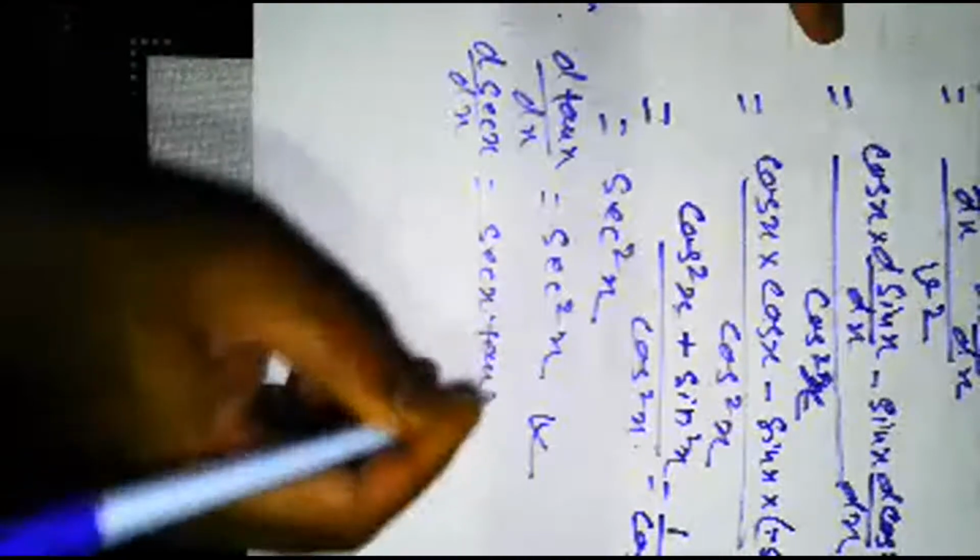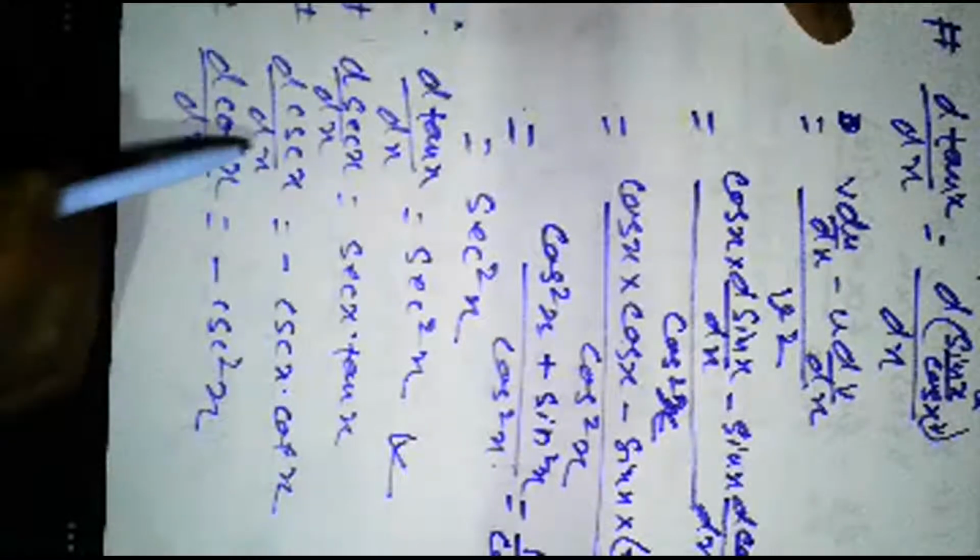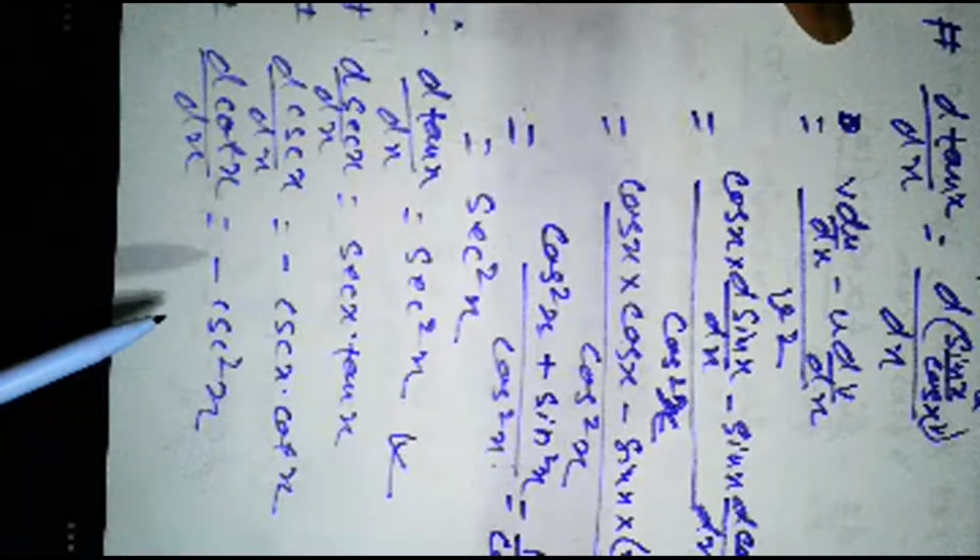Similarly, you can remember the derivative of sec x is sec x times tan x. The derivative of cosec x is negative cosec x times cot x, and the derivative of cot x is negative cosec square x. And if you apply this sort of method, you will be able to find the derivative of sec x, cosec x, and cot x also.